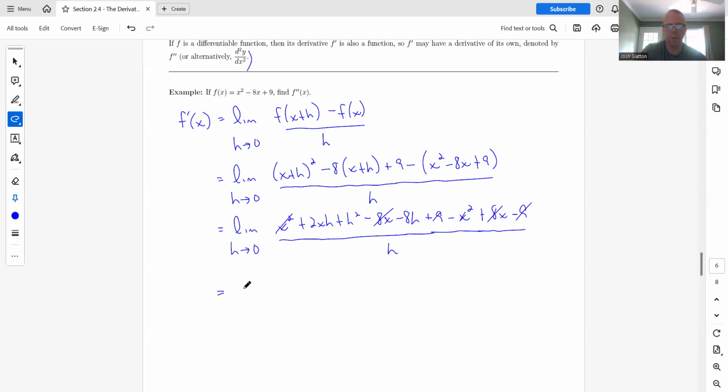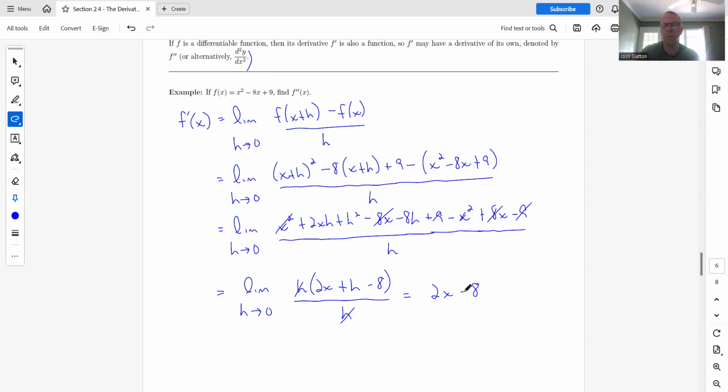All right, so we'll go ahead and factor out the h. So we'll have h, and then just pull an h out from each of the terms that are left. And we should have that. The h's cancel. And now we can just plug in 0 for h, and the derivative is 2x minus 8. So that is our first derivative.